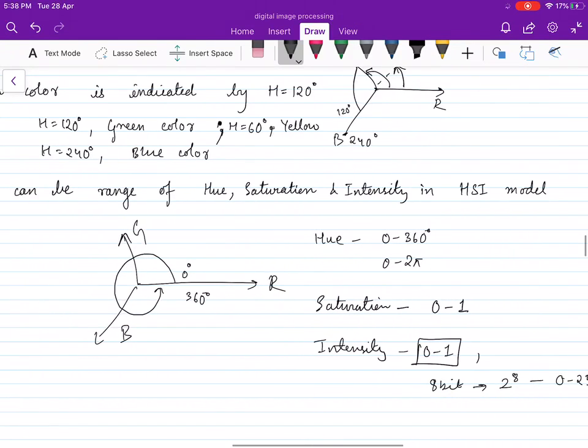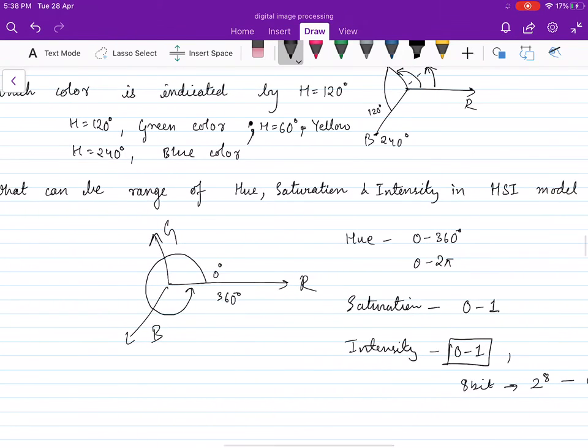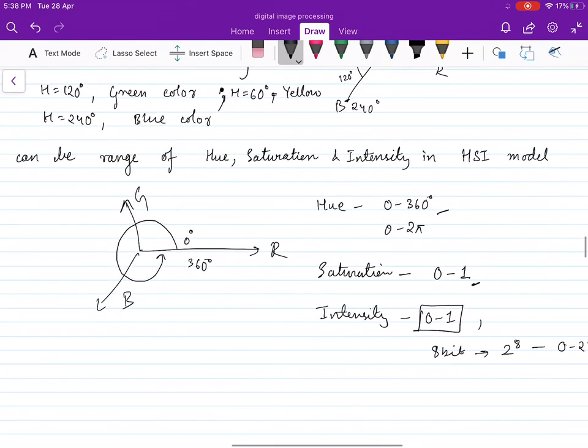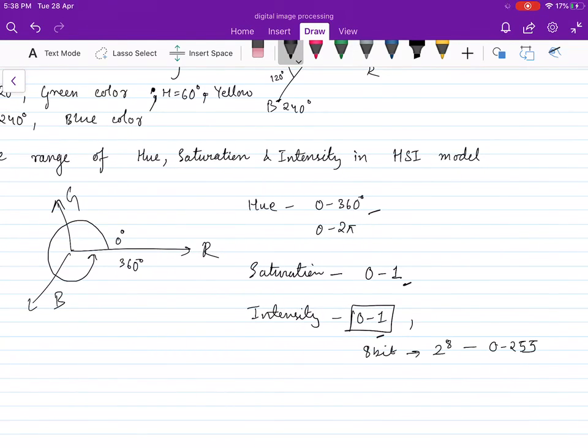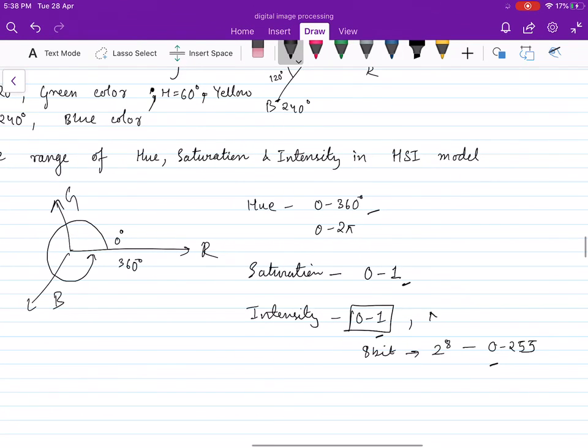So the ranges in which hue, saturation and intensity will lie are: hue will lie between 0 to 360, saturation will lie between 0 to 1, and intensity will lie between 0 to 1 or 0 to 255. This is a normalized value, and if we are using 8 bit, then the range of intensity can be 0 to 255. Thank you.